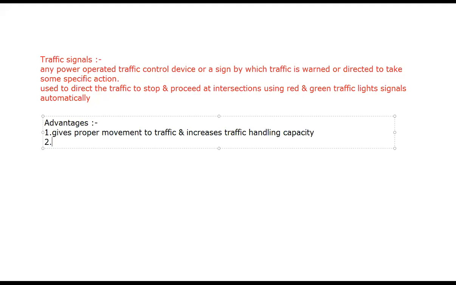The main advantage of traffic signal is that it reduces accidents, mainly at right angled collisions.